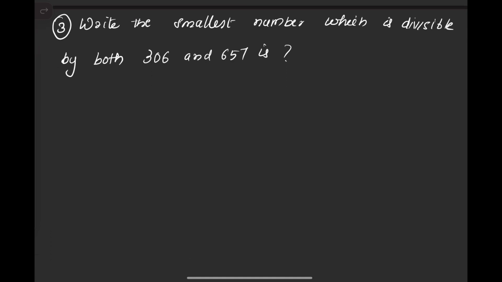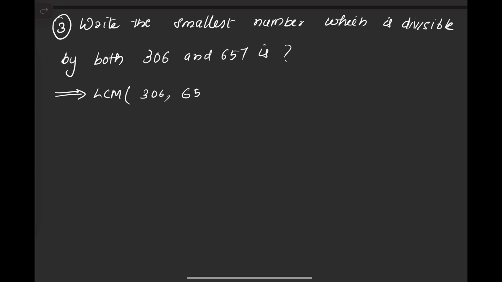So we have found the largest number. Now you can see here, write the smallest number which is divisible by both 306 and 657. So how can we find out? Can you tell me? Exactly, you have to go with the LCM of these two numbers directly.